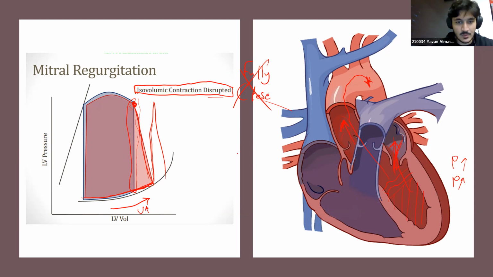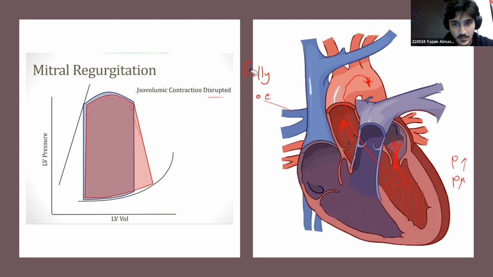So I'll erase all of this. I'll begin with a normal heart, okay? Focus with me. This is what happens in a normal heart. This is where the mitral valve closes. Then the ventricle will contract to the point where it brings the ventricular pressure higher than the aortic pressure.